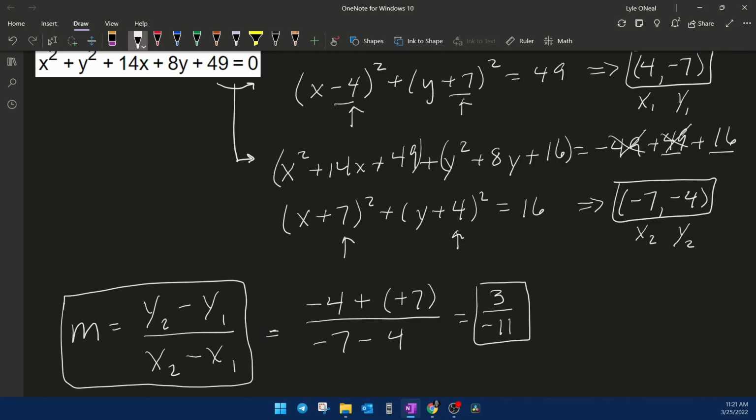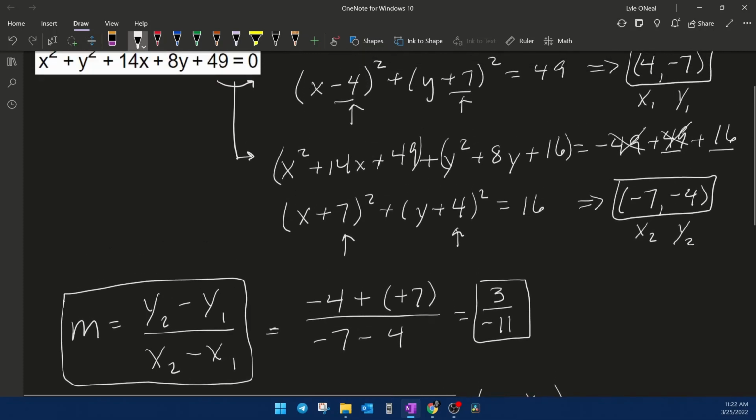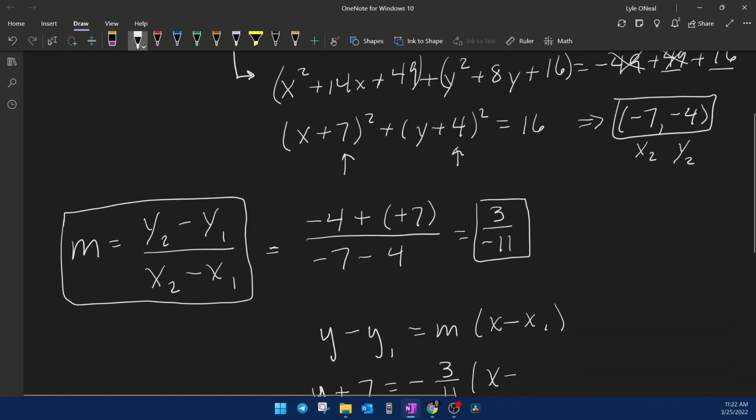Now, if I know a point and the slope, I can use point-slope form to get the equation of the line. Point-slope form, if you've forgotten, that is y minus y1 equals m times x minus x1. So we're going to say y minus y1, which was negative 7. Notice that minus a negative is going to make that a plus 7. Equals m, which was negative 3/11, times x minus x1, which was 4.